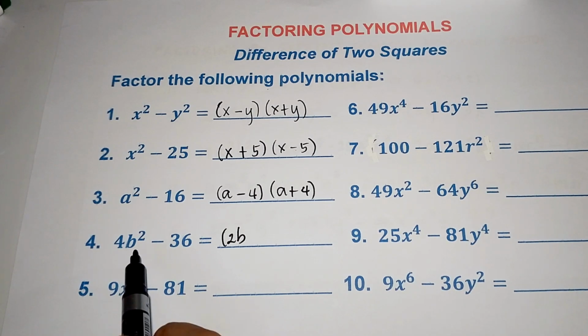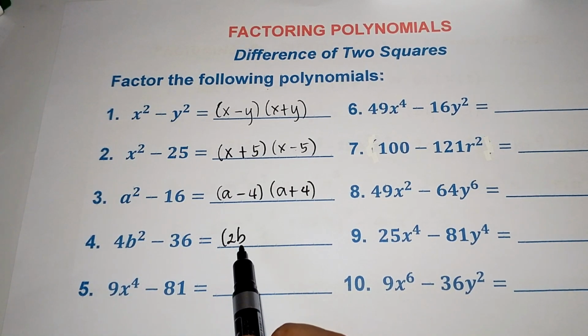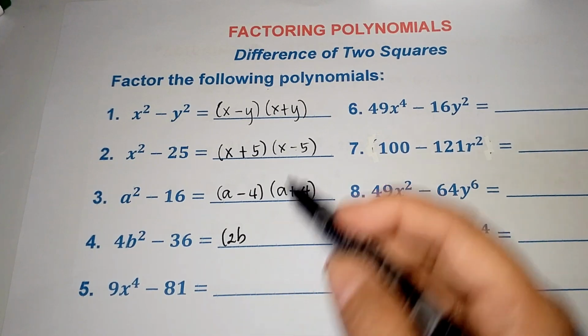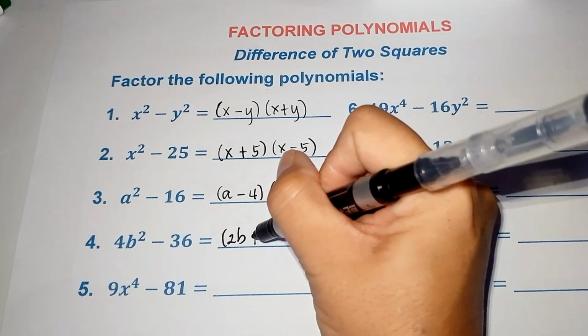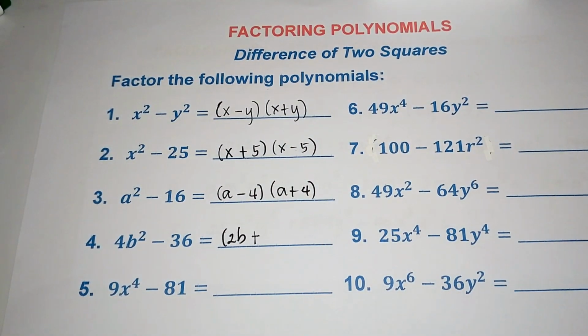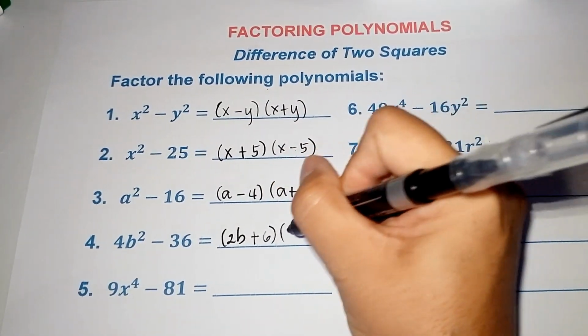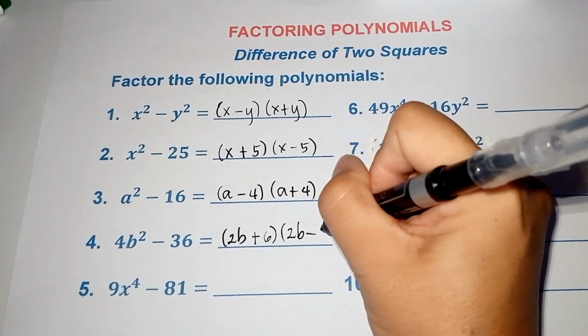So how do we get the square root of a variable with a given exponent? Divide the exponent by 2. So if the exponent is 2, 2 divided by 2 is 1. So this is now b to the first power, or simply b. And then, I may want to write plus first. Doesn't matter. So the square root of 36 now is 6. And then the other one is 2b minus 6.